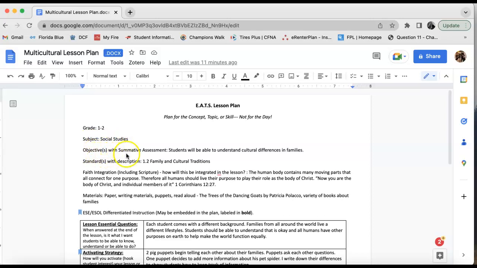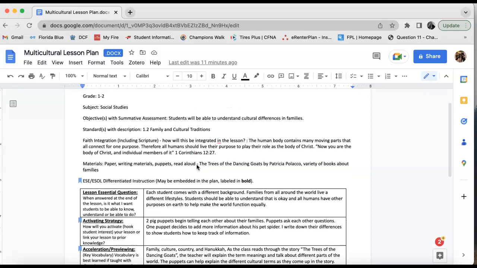And my objective with summative assessment is that students will be able to understand cultural differences in families by using their own family to describe and explore that. My standard is standard 1.2, family and cultural traditions.